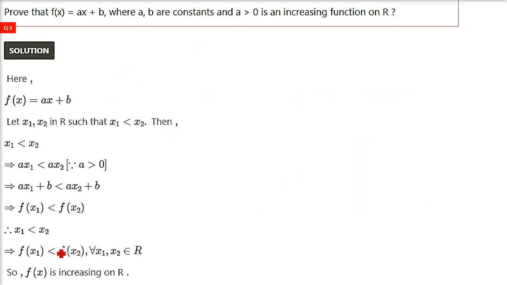Okay, now let me show you how you're going to do it. Please remember, you don't have to use any differentiation here, and these are the steps you're going to follow to make it understood.